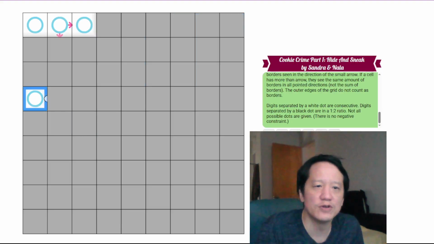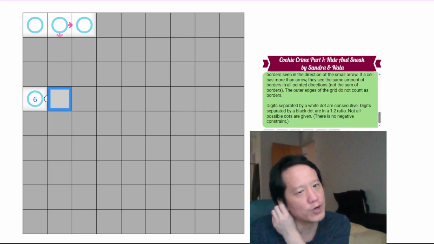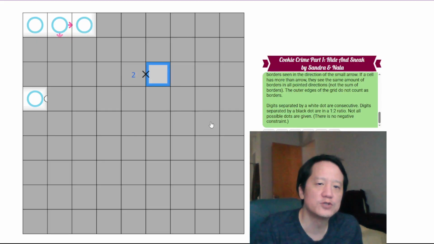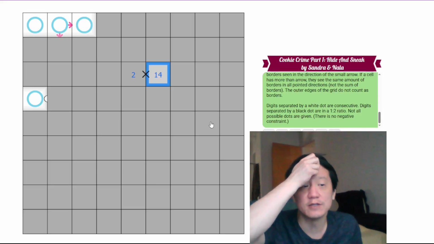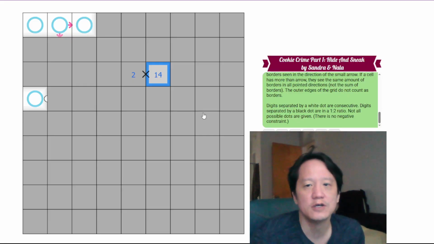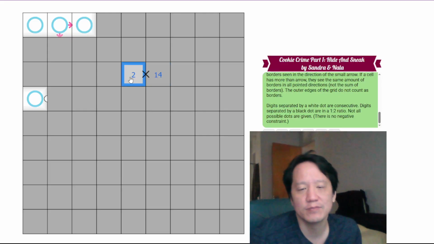So, for example, if this were, say, a 6, this would have to be 5 or 7 to be consecutive because there's a white dot between them. And let's make an assumption that this has a black dot here. Then if this were 2, this would have to be 1 or 4 to maintain the 1:2 ratio between them, if there was a black dot between those cells. And those are all the rules.